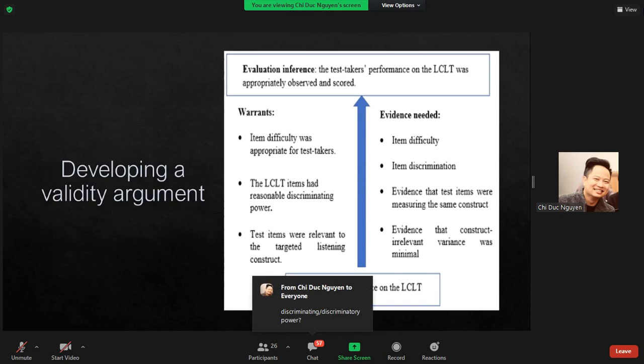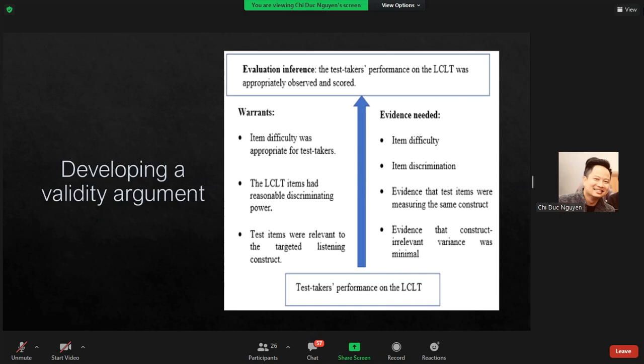What does this mean? Have you ever heard of this before? Okay, so what is the purpose of this listening test? Yeah, what is the purpose of this listening test? So we need to discriminate what? The students into how many levels altogether?